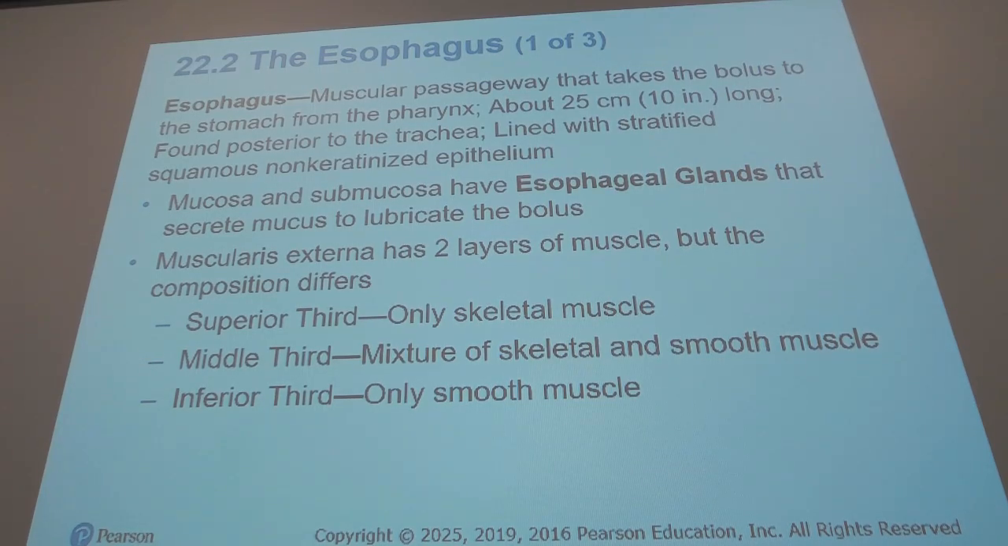The esophagus has 2 layers of muscle, the circular layer and the longitudinal layer, just as the rest of the alimentary canal, with the exception of the stomach. The stomach, how many layers of muscle does it have? 3. So it has circular, longitudinal, and oblique.